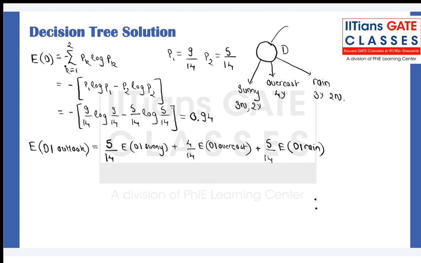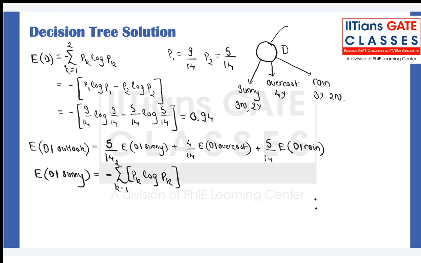Now we have to calculate the entropy of each of these variables. So how do we do that? The entropy of the dataset D given it is sunny is nothing but negative of summation k equal to 1 to 2 pk log pk.